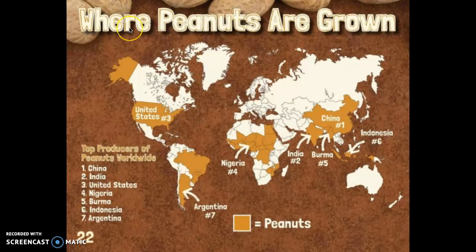Look at the map where peanuts are grown. The orange color means peanuts. We live here in Florida.